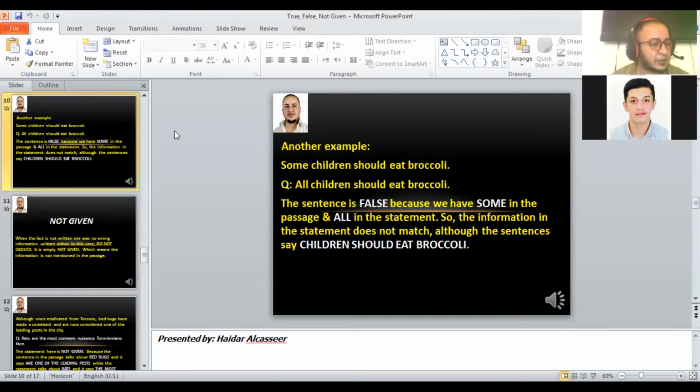Let's take another example here. Some children should eat broccoli. All children should eat broccoli. The sentence is false, because we have some in the passage and all in the statement. So the information in the statement does not match. Although the sentences say children should eat broccoli, we said it's wrong, false. Why? Because we have some, we have all. Sometimes we have almost everyone, and we have everyone. It's also false because almost does not mean everyone. Got the idea? Any questions here? No. It's clear.